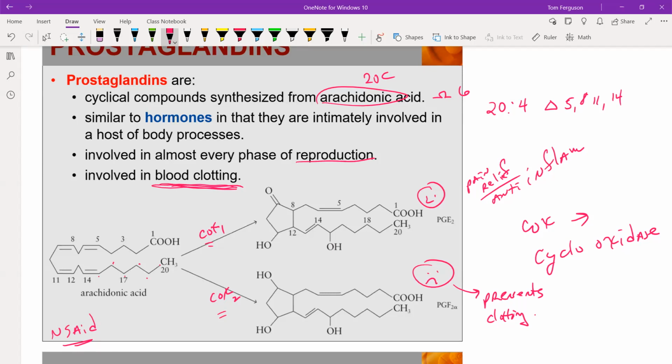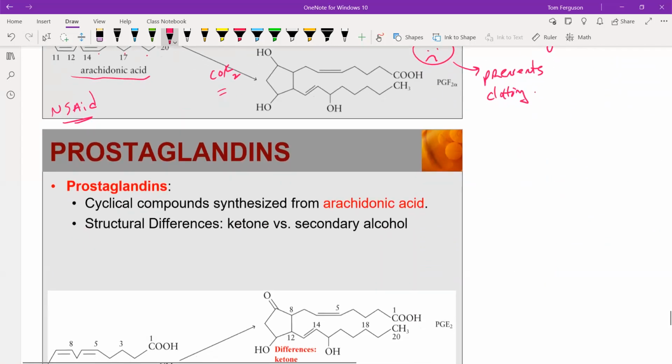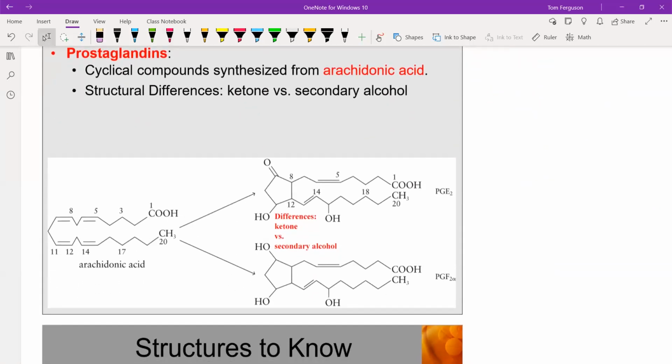Anyway, so this is one reason why you need to have arachidonic acid in your diet. When you look at these two forms, there's not a lot of difference there. The only difference is right there.